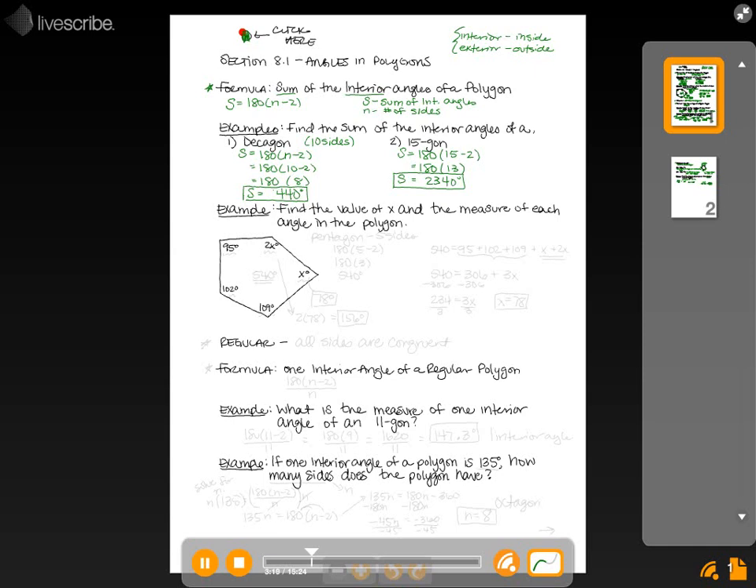All we're going to do is plug in n to the formula and simplify it. Our next example here is a little different. It's got an extra step to it. The directions say find the value of x and the measure of each angle in the polygon. Well, if we look here, we have a 5-sided figure, okay? And it doesn't tell us what the angles add up to, all the angles in the polygon. Remember, a 5-sided figure is called a pentagon.